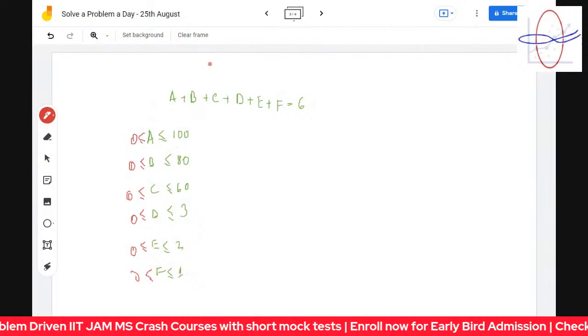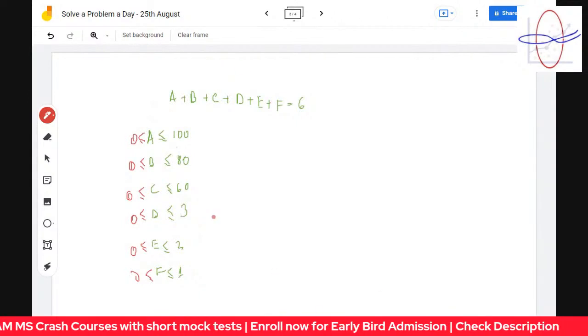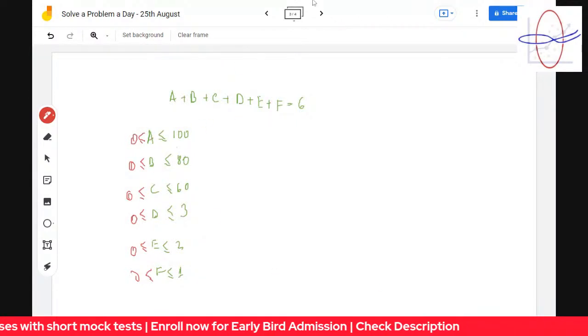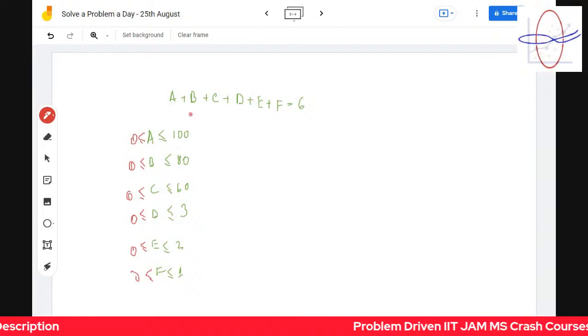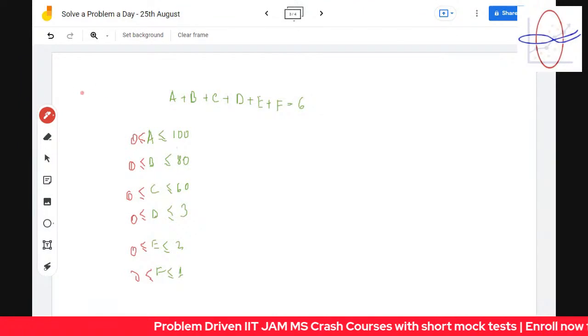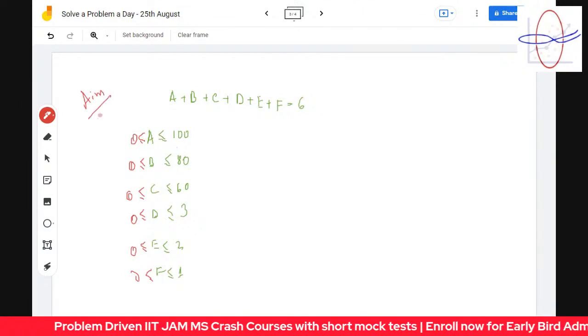Number of solutions. So we are trying to find out the total number of solutions of the equation where these A, B, C, D's are all integers, okay? That is the main criteria. So we want to solve this in non-negative integer solutions with these conditions, okay? So this is our aim. This is what we are aiming to do.